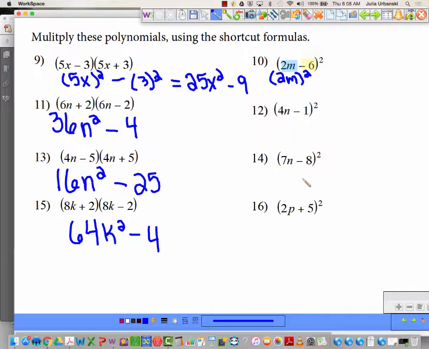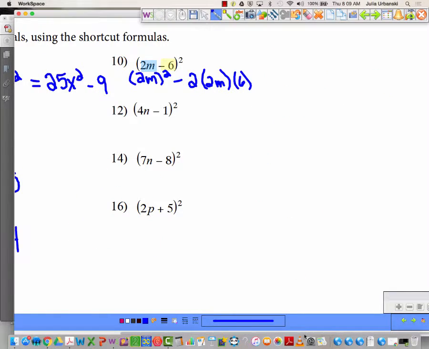Square the first one. For the middle, you multiply the two together. 2m times 6. And you multiply it by 2. Good. 2 times 2m times 6. And I won't write this out every time. I just want you to have it. Will this be positive or negative? Minus. Good. You keep the minus sign. And then your last term is going to be the 6, and you square it.